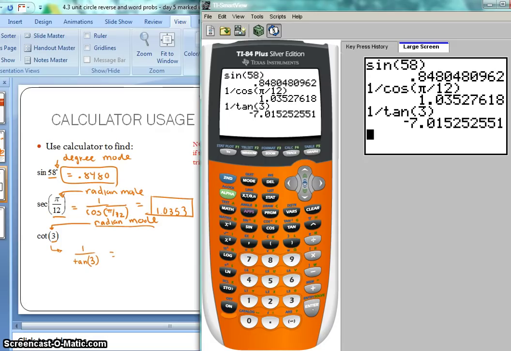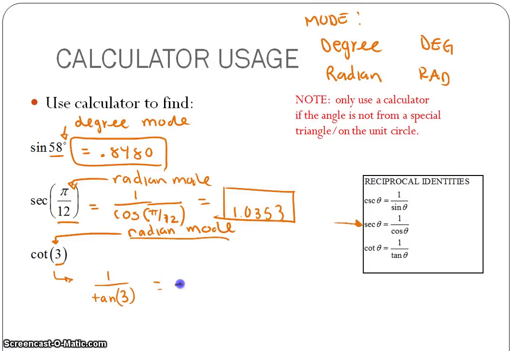And when we press enter, we get our answer, negative 7.015, and round it to 3. Okay, so we are going to have 4 decimal places. So it's negative 7.0153 was our 4 decimal places. So we can go ahead and use our calculator now for these types of problems.